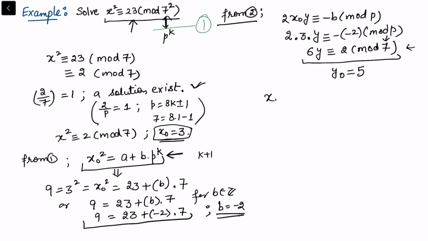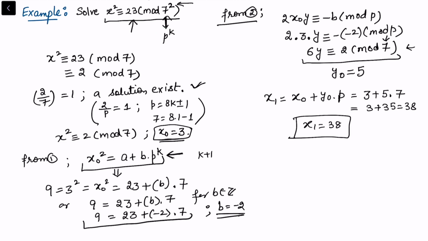So now by the theorem we know what x1 is. x1 is x naught plus y naught into p to the power of one less, because we have the power 2 here, so take one less value. In this case x naught is 3, y naught is 5, and the value for prime is 7. So that will become 3 plus 35, which is equal to 38. So x1 equal to 38 acts as a solution of our given quadratic congruence.